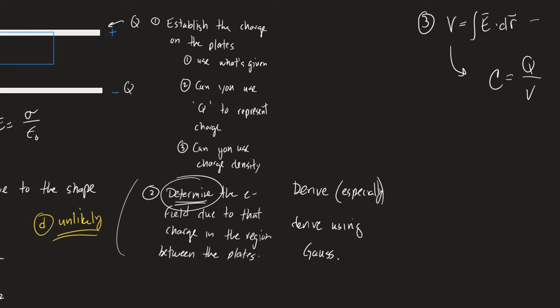So let's go back to doing the parallel plate. All three steps. Step number 1, establish the charge on the plates. I'm going to say the plates have area A, separation distance D, and they have a charge Q on this plate and negative Q on this plate. I'm just going to say that they gave us the charge on the plate. So step 1, establish the structure, get the charge on the plates.